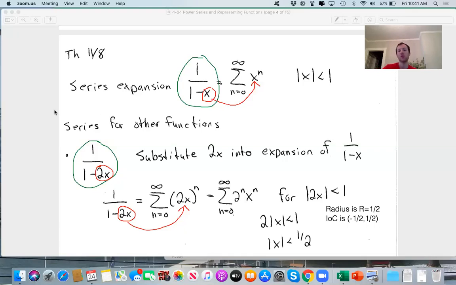So this general strategy is if you know a series for a function, then if you change that function, you can make the corresponding change in this series. The change being change the variable to something else.